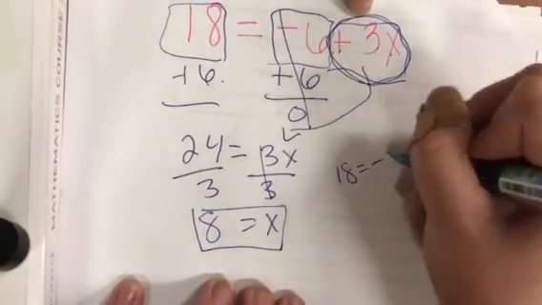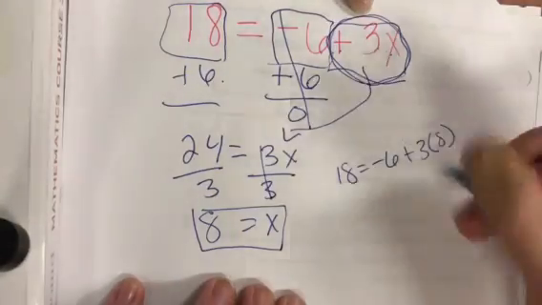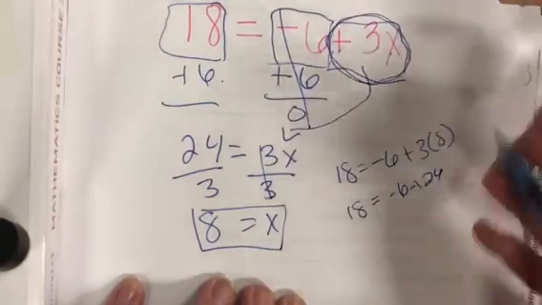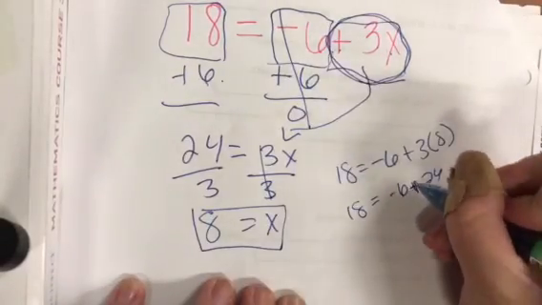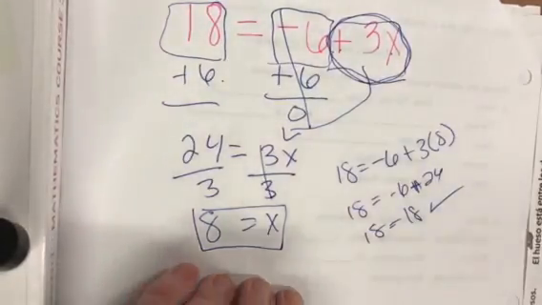You can always check your answer by plugging in your 8. So 18 equals -6 plus 3 times 8. 3 times 8 is 24. So 24 plus -6 is? Integer rules: the positive is bigger, subtract 6, you get positive 18. So it's 18 equals 18. We are awesome. Moving on.